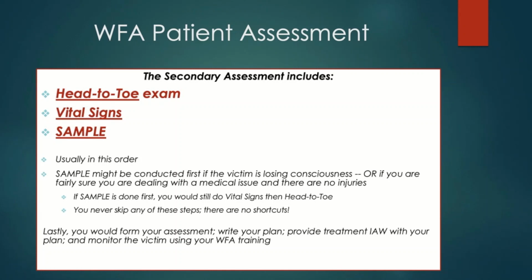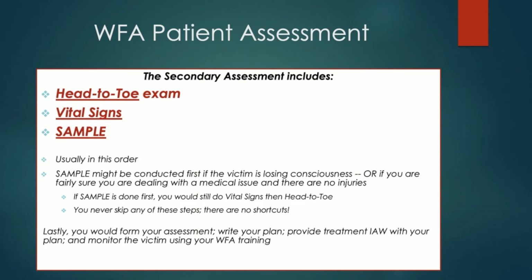Once you have conducted the initial assessment, which includes A, B, C, D, and E, you're ready to start the secondary assessment that you've all discussed and practiced in class. The secondary assessment includes the head-to-toe exam, taking the vital signs, and recording SAMPLE, which are usually done in that order. The SAMPLE might be conducted first, though, if you think the victim is losing consciousness.